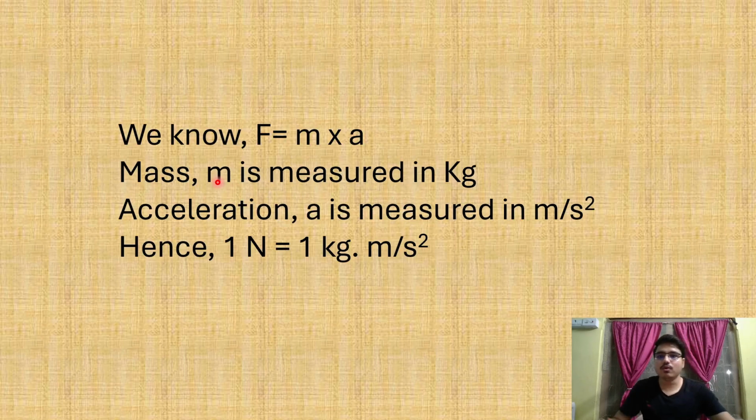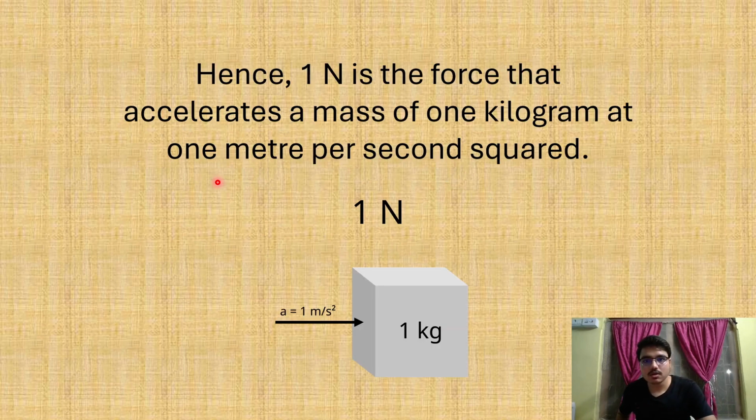Now, we already know that F equals mass into acceleration. Mass is measured in kilograms, kg. Acceleration is measured in meter per second square. Hence, 1 Newton is equal to 1 kg meter per second square. That's the formal definition. Well, how can we visualize it?